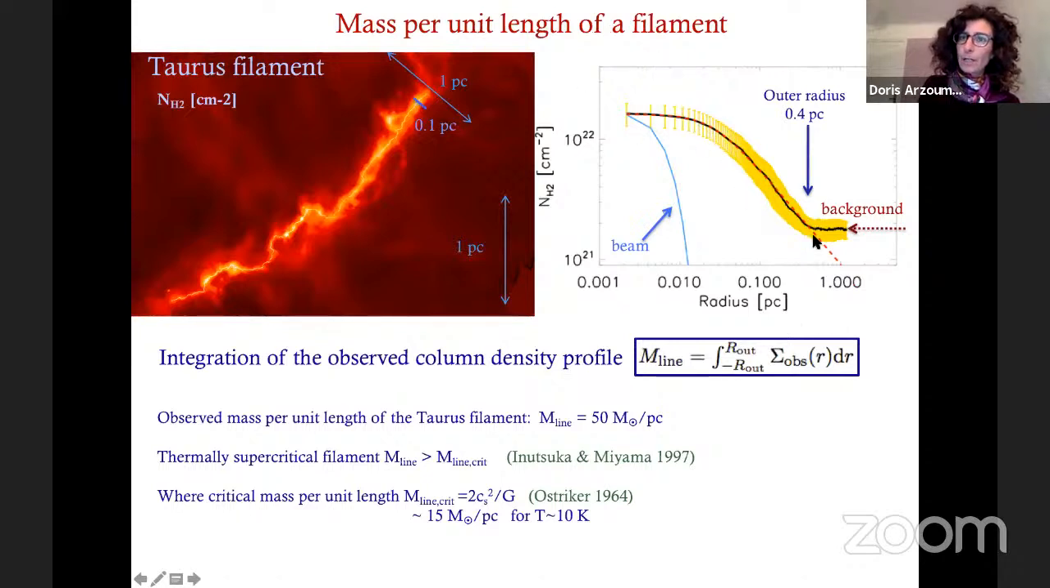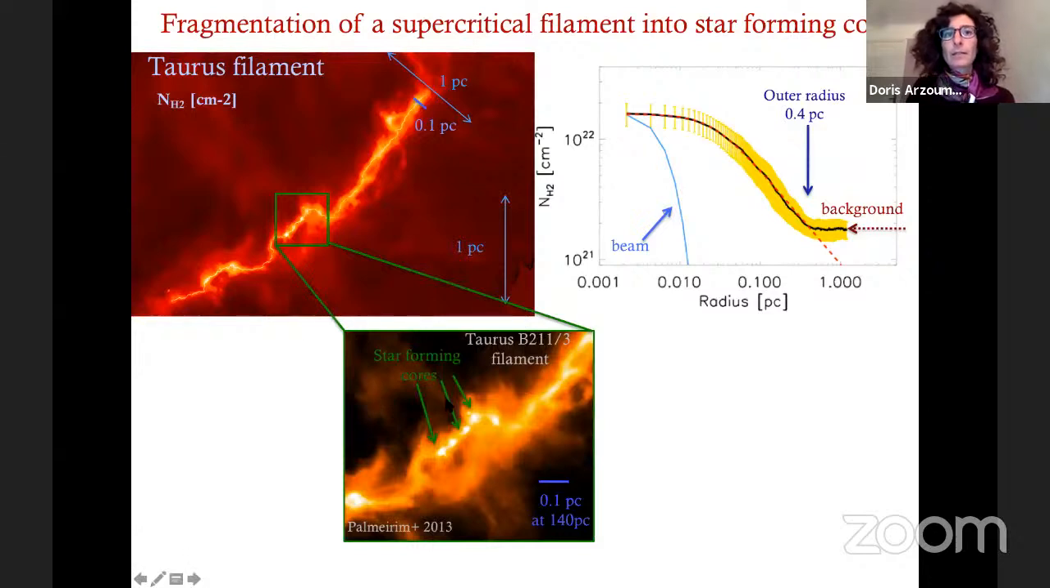And so from the observations, we can also integrate the observed column density profile in order to derive the line mass, and then compare the observed line mass with the critical value that can be derived from theory for a given temperature, to see if the filament is thermally supercritical or not. So if the filament has a line mass larger than the critical value, as in this example, where the line mass of this filament is 50 solar masses per parsec, which is larger than the critical value, then the filament is thermally supercritical and unstable to gravitational fragmentation. And actually that's what we see here. We see that this filament is fragmented into star-forming cores.